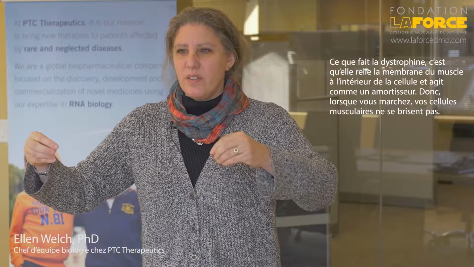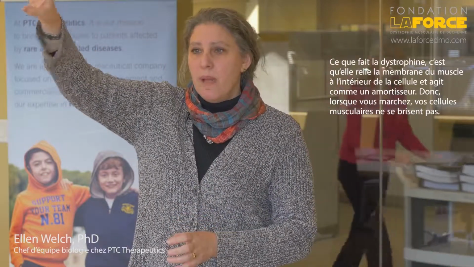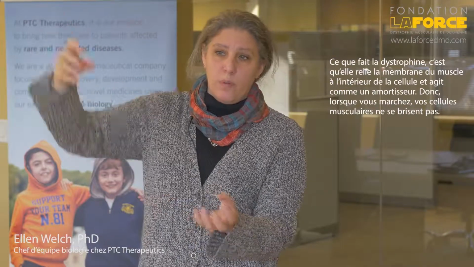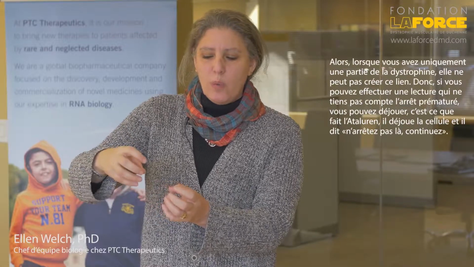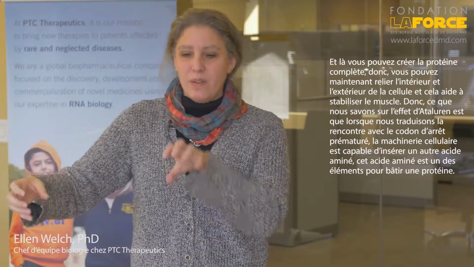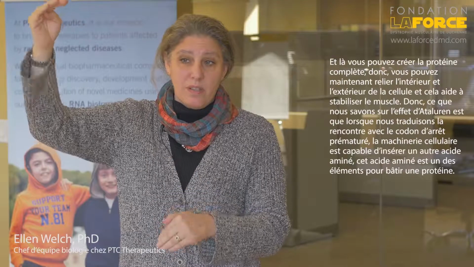And what dystrophin does is it links the membrane of the muscle to the inside of the cell. It acts as like a shock absorber. So when you walk, your muscle cells don't break open. So when you only have one part of dystrophin, it can't make that link. So if you can read through the premature stop, what Ataluren does is it tricks the cell. And it says, don't stop there, keep going. And then you can make the full-length protein. So now you can link the inside and the outside of the cell together, and that helps to stabilize the muscle.